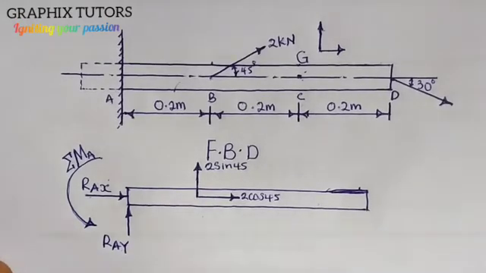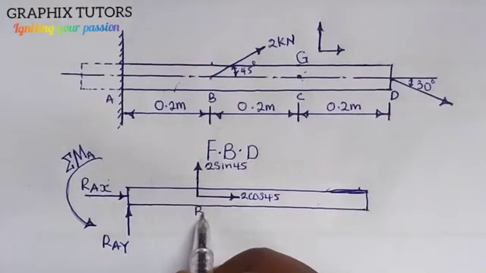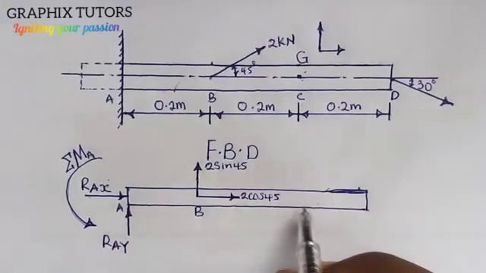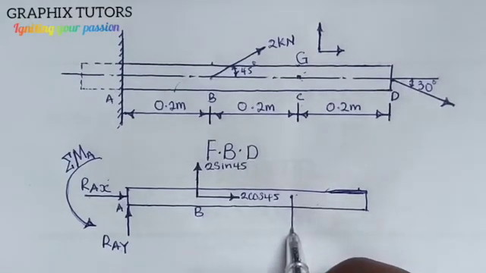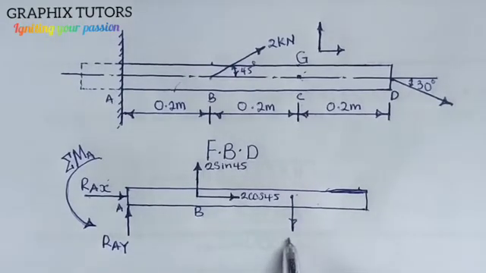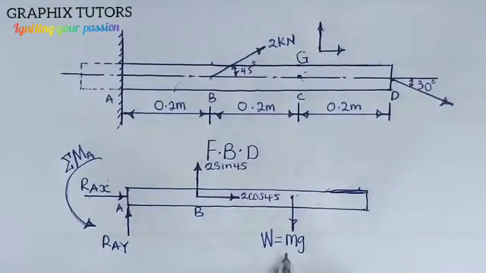Now we proceed. Now we have gravity. This is point B here, and this is point A here. The center of gravity is at this point C, and it acts straight downward this way. Gravity gives rise to weight, the weight of the beam, and weight is given as mass times gravity.